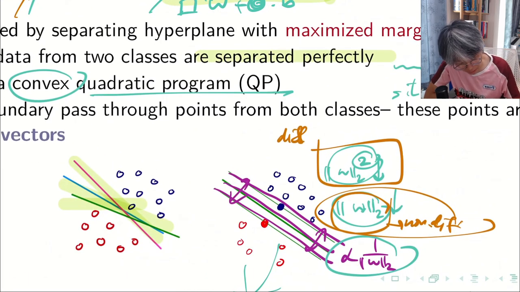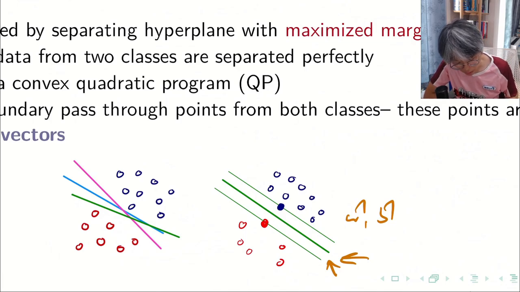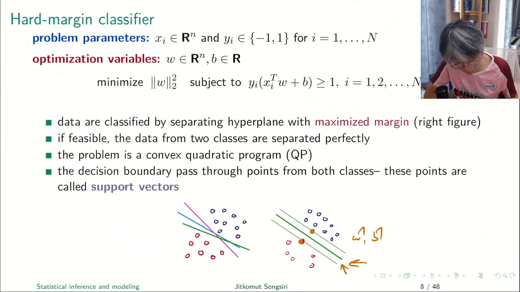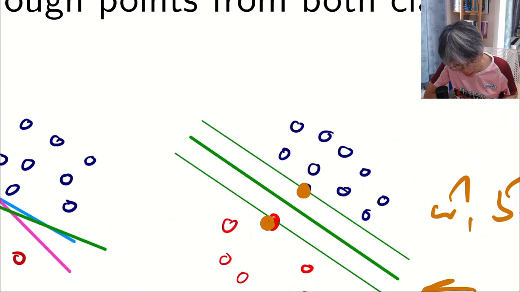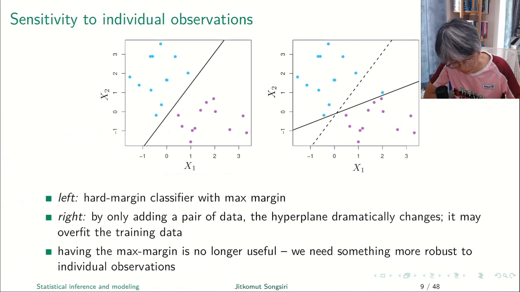We're going to see later that after you solve it and get W hat and B hat that specify this linear classifier, the data points that lie exactly on the edge will play such an important role in calculating W and B. These will be called support vectors, and the definition will be clear later in a subsequent video.